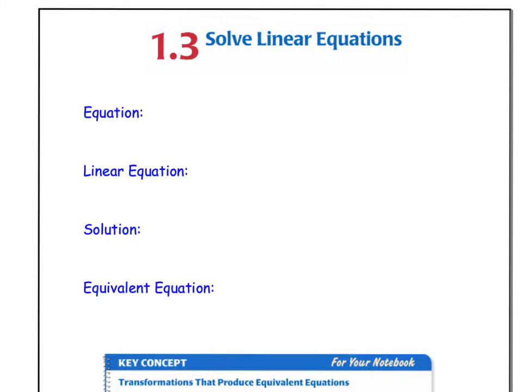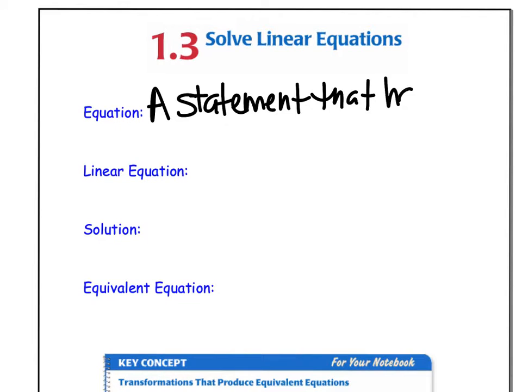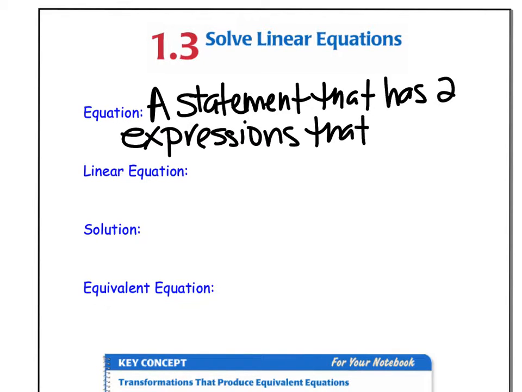So an equation this time, you will see an equal sign. And also, it tells you that you have a complete sentence. An expression, remember, is a phrase or a part of a sentence. An equation is a complete sentence. So it is a statement, or it's defined as a statement that has two expressions that are equal. Okay? And we've learned to solve those in the past.